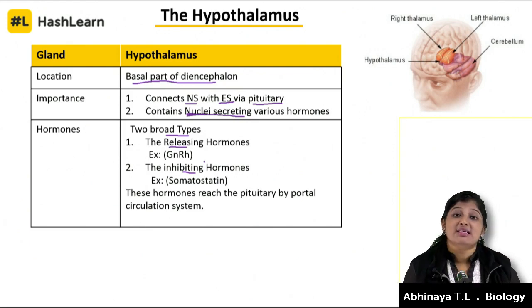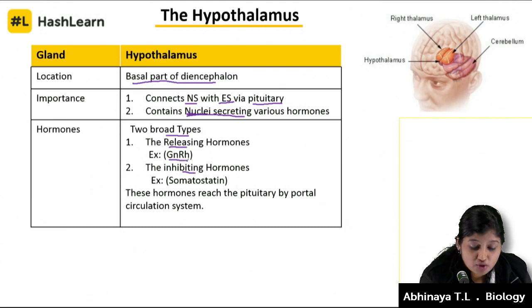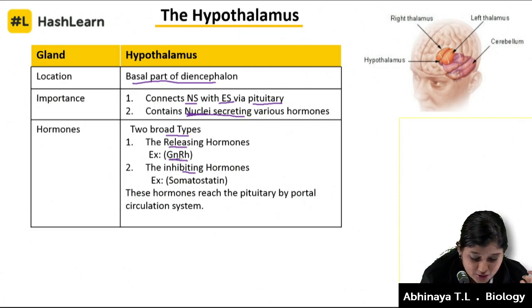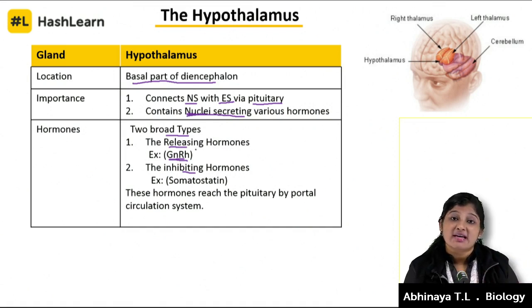For example, the releasing hormone you can take as gonadotrophic releasing hormone. There are abbreviations given like this. I will not write the complete explanation of the abbreviation here. So it is called GnRH, the gonadotrophic releasing hormone. As the name suggests, it's going to release gonadotrophins. So gonadotrophins are the ones which bring about growth and development within a human being.